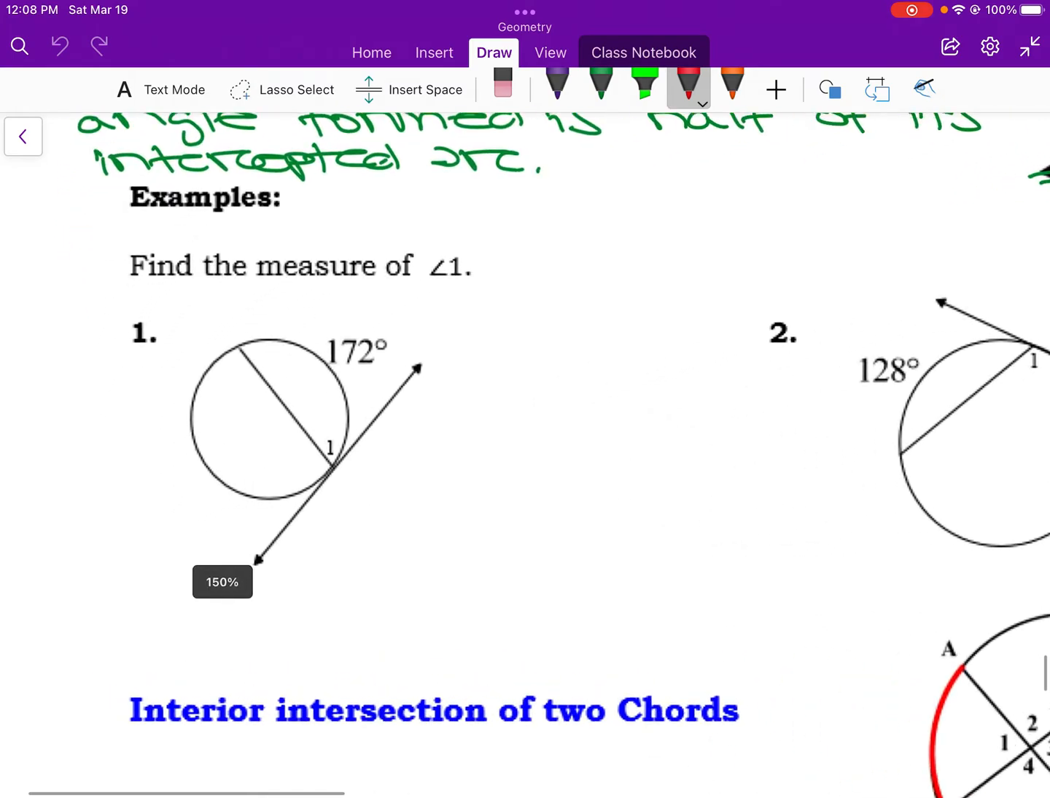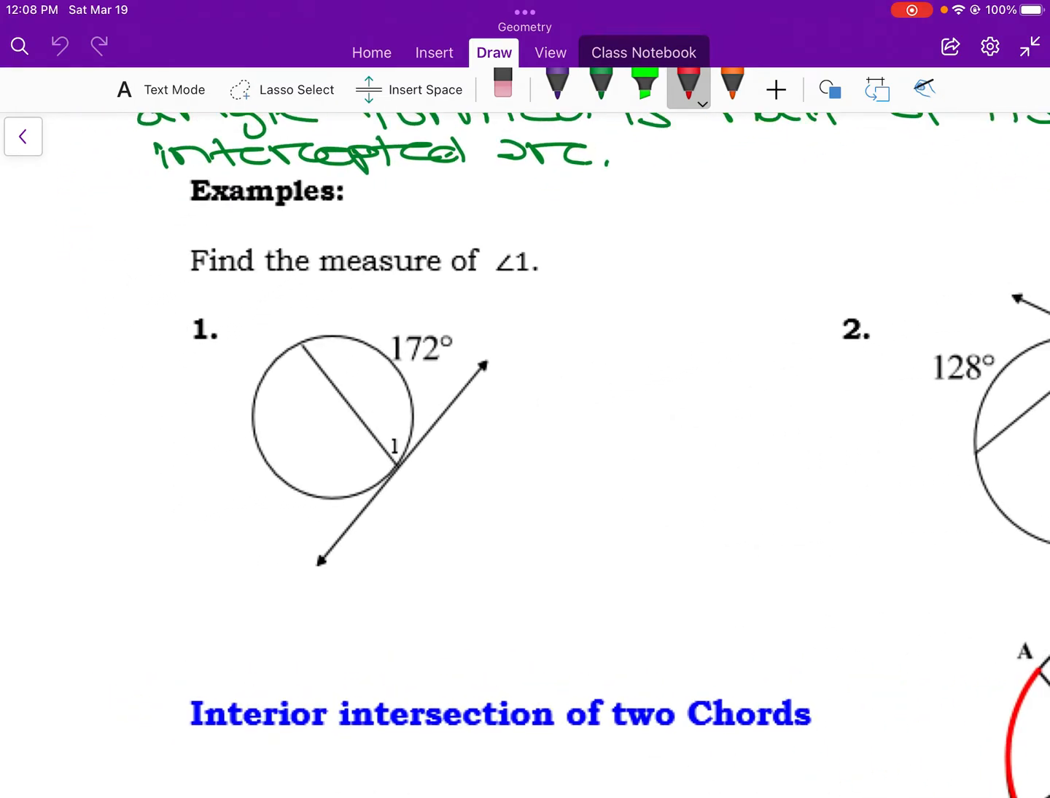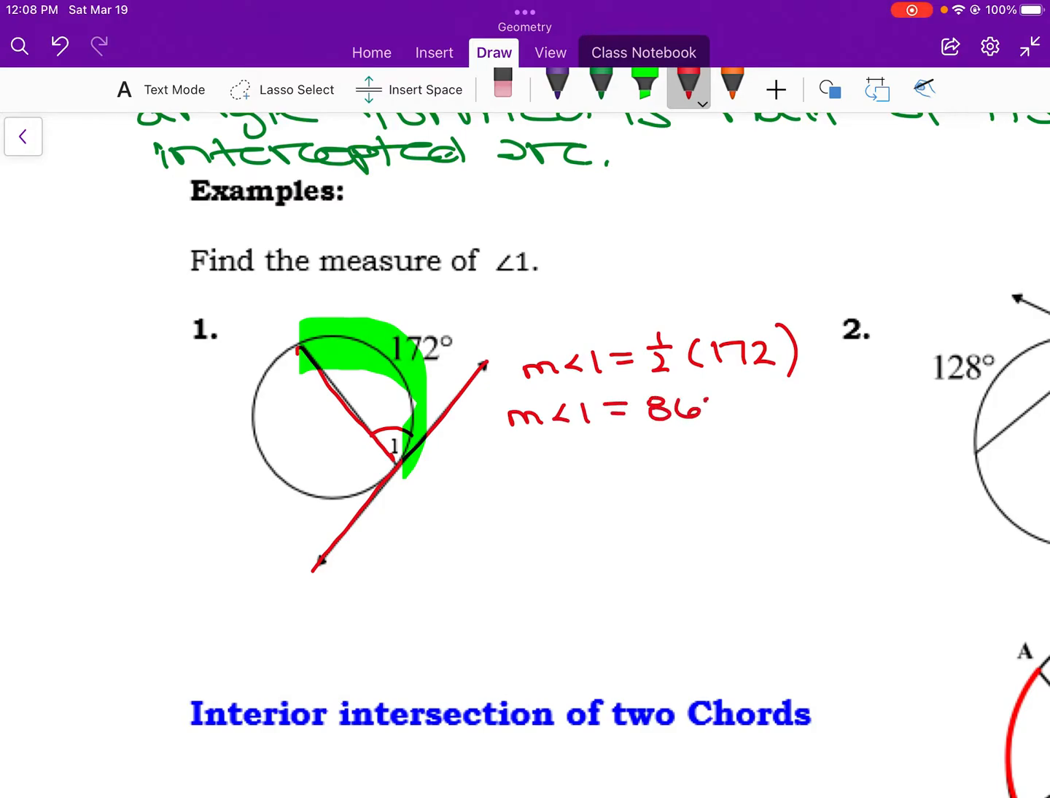So now let's actually put it into place. If I want to find the measure of angle 1, again, we are looking at angle 1 here as being formed between a chord and a tangent. So we know the relationships we just discussed are going to be in play here. The measure of angle 1 is going to be 1/2 of its intercepted arc. In this case, the intercepted arc is 172 degrees. So we're taking 1/2 of 172, which gives the measure of angle 1 as 86 degrees.